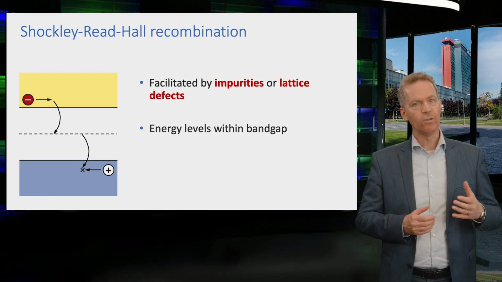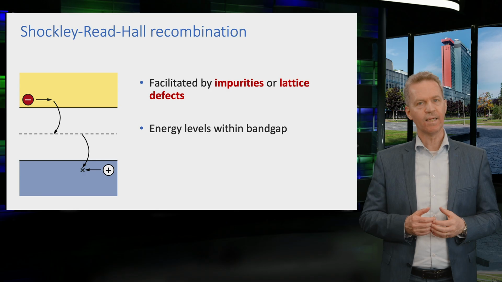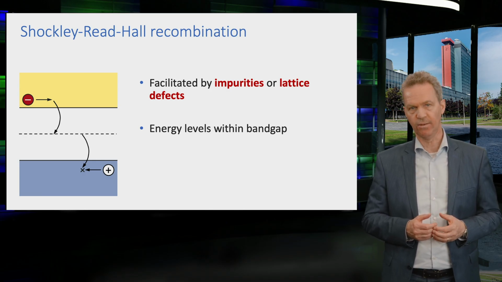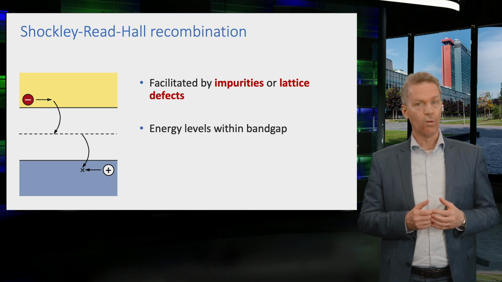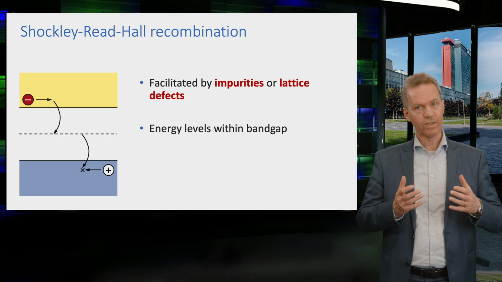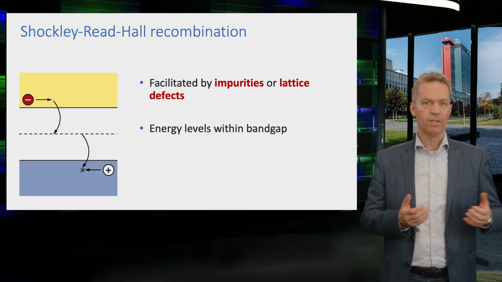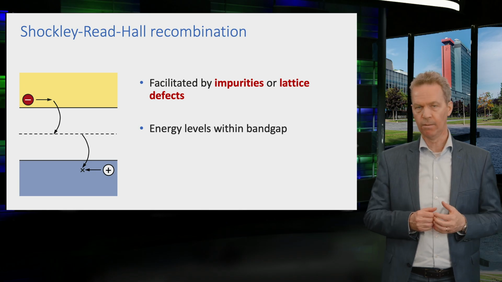These defects introduce energy levels within the band gap which facilitate carrier recombination and are therefore often called recombination centers. Sometimes such energy levels are also called traps, as these levels can trap a free charge carrier. Once trapped, this charge carrier cannot move anymore and is said to be localized.